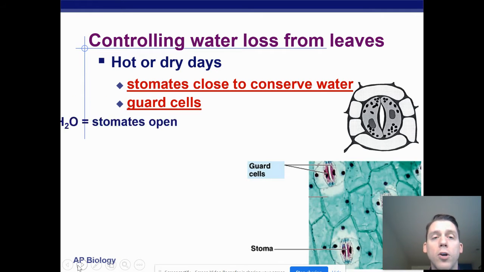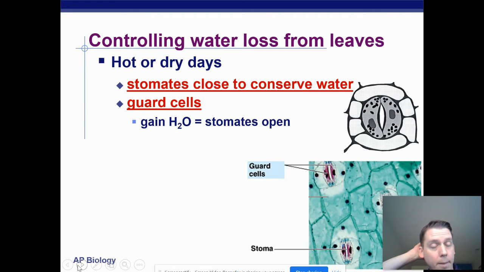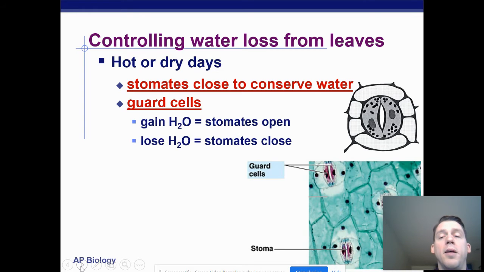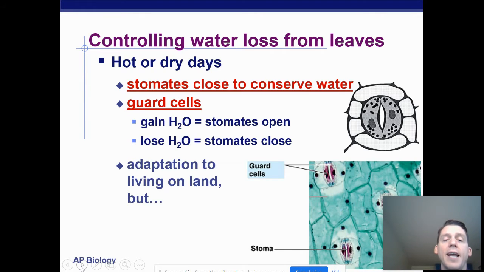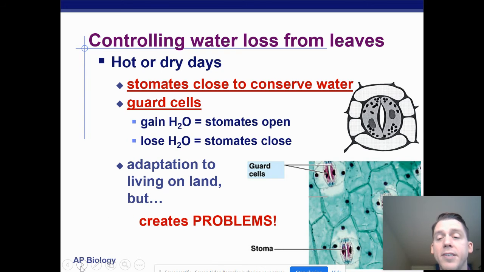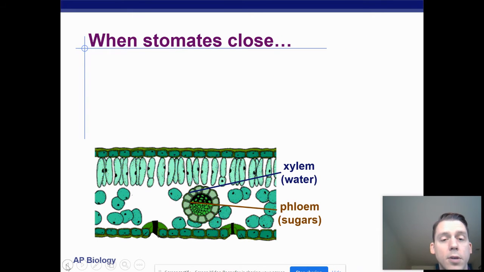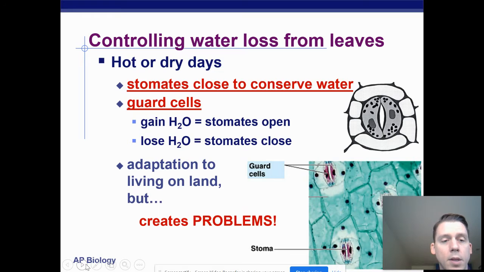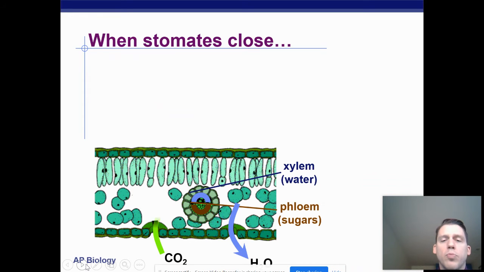Those guard cells are going to close or open. If the guard cells are full of water, so if they are in a hypotonic solution, water is going to enter the guard cells, kind of like those floaties that kids might wear, and they're going to be open. And if they lose water, they're going to wilt and shrivel together and they're going to close. So this is an adaptation to living on land, but this is going to create problems. What are the problems?